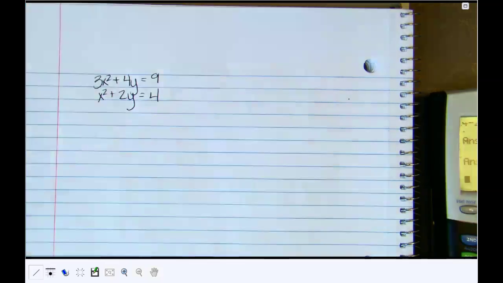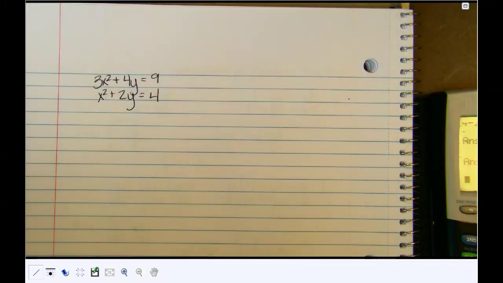Okay, question. How many of you would eliminate the x squared? Okay, how many of you eliminated the y? Does it matter? No, it does not matter. Plus or minus. Oops, sorry. Let's see. It doesn't matter.